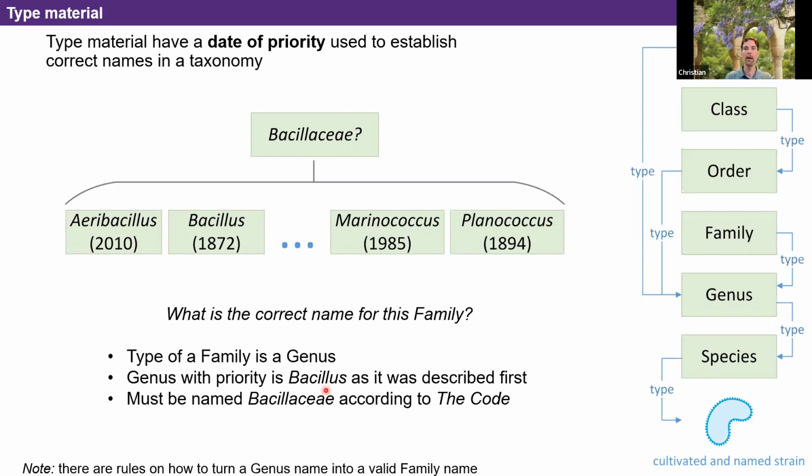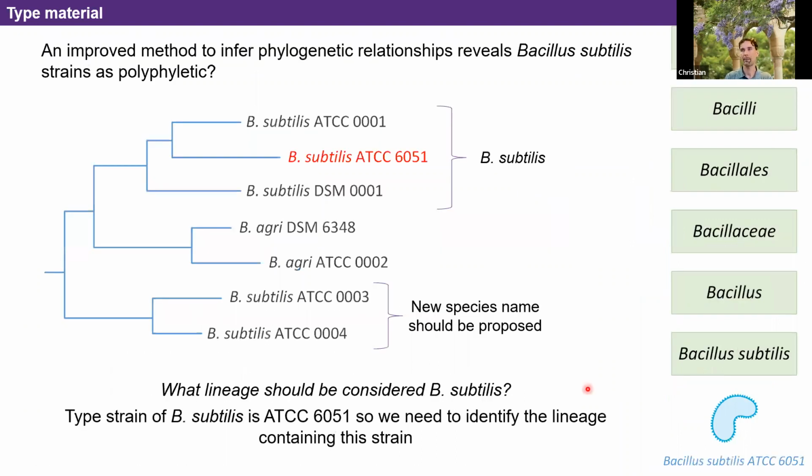Now, one more word about the type material. Let's look at this example here. So let's go back to Bacillus subtilis again. We now have an improved method to infer phylogenetic relationships. And what happens, and that is a real example that really happened, is that what we have known so far as Bacillus subtilis strains turn out to be polyphyletic. So in the example you can see here, that is Bacillus subtilis, and you also have Bacillus subtilis here. And in the middle, you have a different species, Bacillus agri.